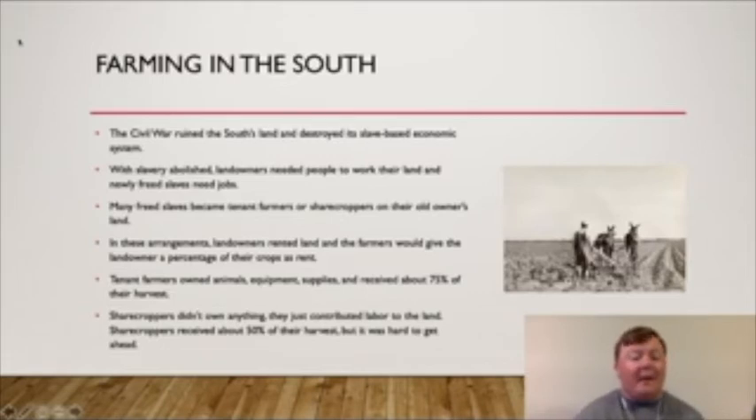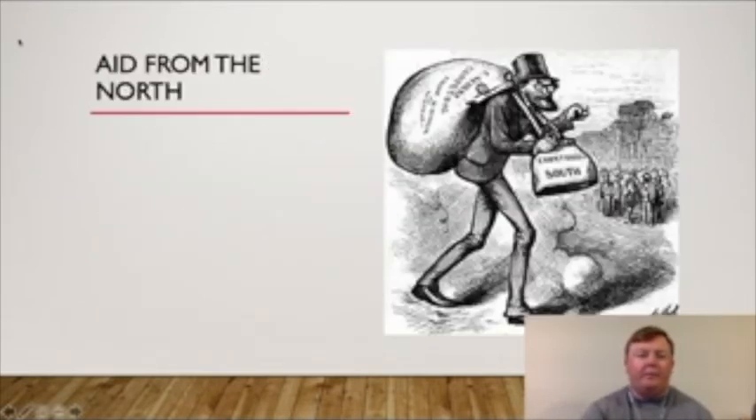Sharecroppers, on the other hand, didn't own anything. They just contributed their labor to the land. Okay, so sharecroppers received about 50% of the harvest. The other 50% would be for rent for the land, and then even more was taken out for animals, equipment, and supplies. So it was very hard to get ahead, not only for sharecroppers, but for tenant farmers as well. Okay, so they basically had to figure out a whole new system of farming in the South. That comes in the form of tenant farmers and sharecroppers. Now, of course, the South also gets some aid from the North in this rebuilding process.